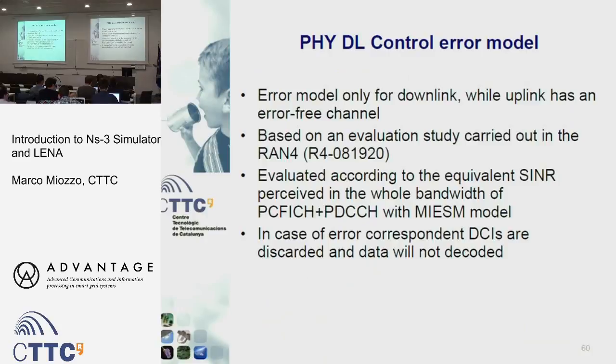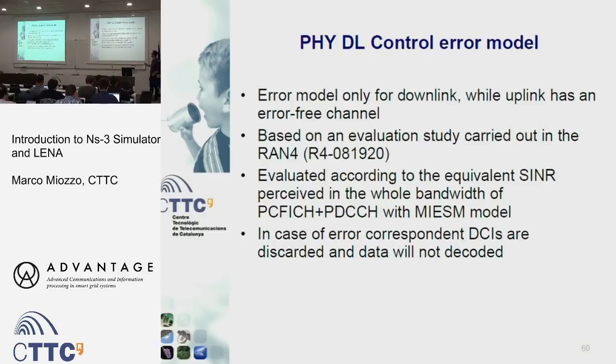So this model is adopted for data. For control error, we adopt a different model, which is based on an evaluation study carried out in RAN4 of 3GPP. In this case, we rely on evaluating an effective SNR, a measurement of the signal in a control channel very similar to what we have done for data. So we evaluate the SNR across the whole bandwidth with possible interference in the middle. And with this mutual information, we can extrapolate the effective SNR value.